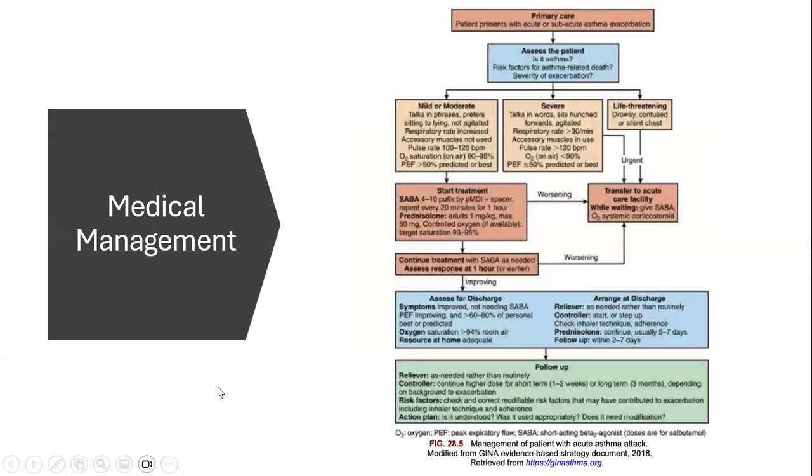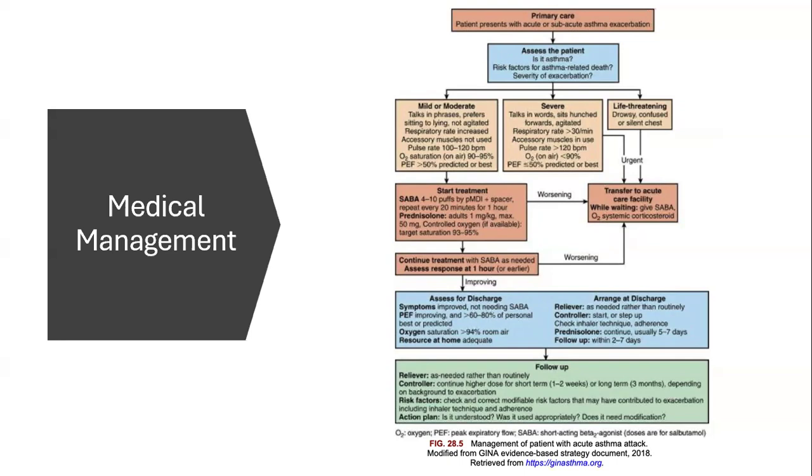Okay, this is the medical management for the patient with asthma. It starts with primary care, with the patient presenting with acute or subacute asthma exacerbation, and the next thing to do is assess the patient: whether it's really asthma, what the risk factors are, and what the severity of exacerbation is, and categorize it as mild, moderate, severe, or life threatening.